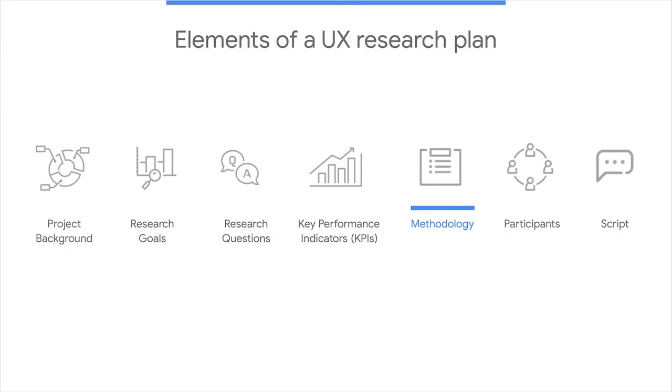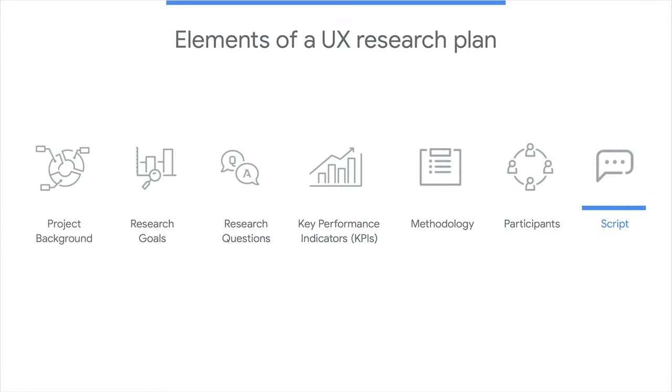Next up is the methodology, where you'll outline the steps you plan to take to conduct your research, including how you'll collect and analyze data. Then, determine who your study participants will be. Who do you need to be involved in the research to ensure you're studying the right metrics?